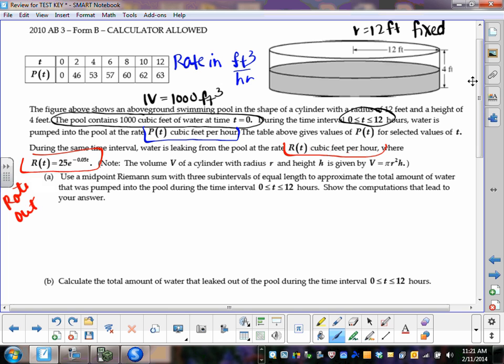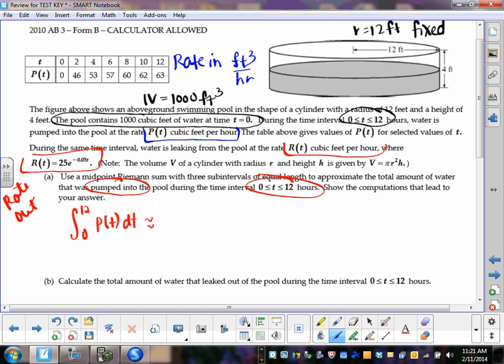The first part says to use a midpoint Riemann sum with 3 subintervals of equal length to approximate the total amount of water pumped in. We don't care how much was already there, so this does not include the 1,000. It only includes what was pumped in between time 0 and time 12. Show the computation. You absolutely have to write the integral for what you're doing. So from 0 to 12, we are anti-deriving P(t) dt, so cubic feet per hour times hours.